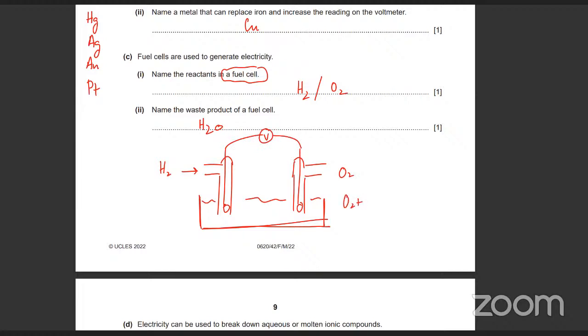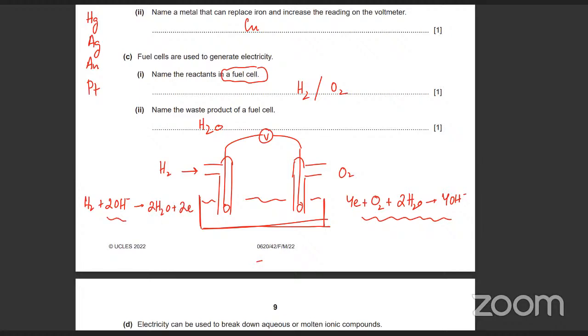What's going to happen is that the oxygen is going to react with the water. Iska ulta hai, 2H2 plus O2 plus four electrons. So this is the reaction that's happening on one electrode. And on the other electrode, you've got H2 and it's reacting with two OH minus and they're forming two water molecules, plus they're losing two electrons.